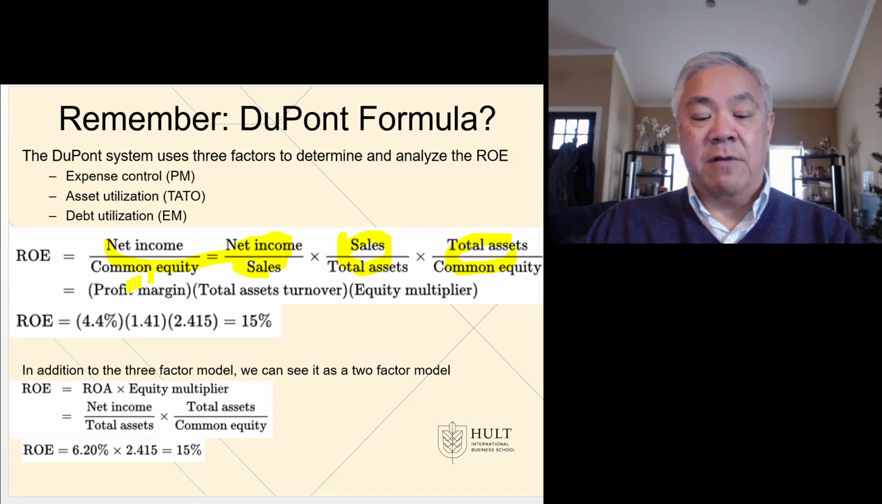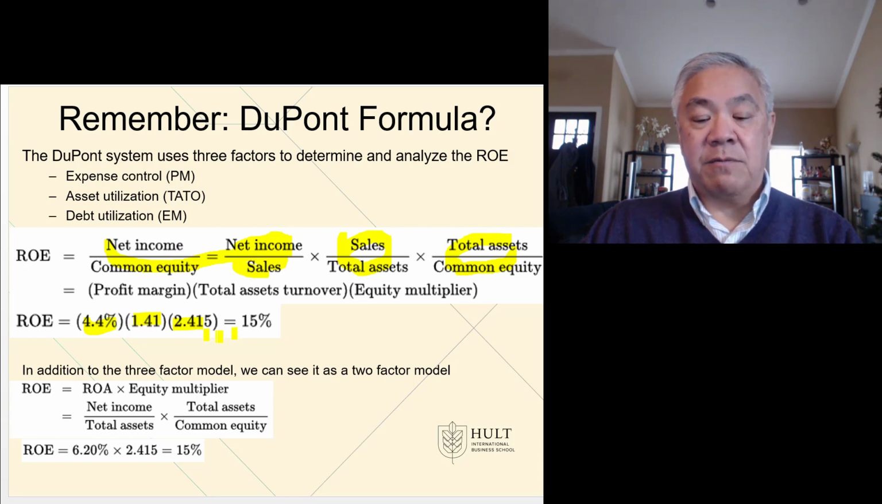So in this case, if we looked at the components for MicroDrive, their profit margin is 4.4%, which means for every dollar of sales, they make 4.4 cents. The total asset turnover is 1.4, which means, again, for every dollar of assets, they generate $1.4 of sales. Multiplier is 2.4. For every dollar of common equity, they have $2.4 of total assets.